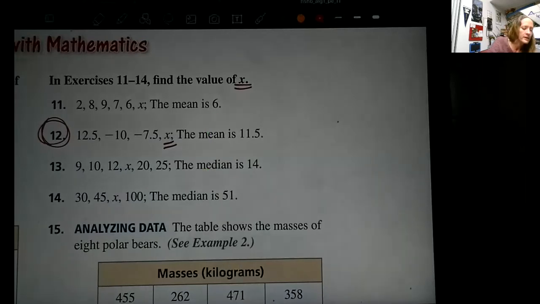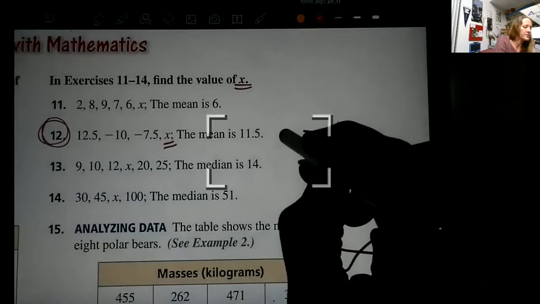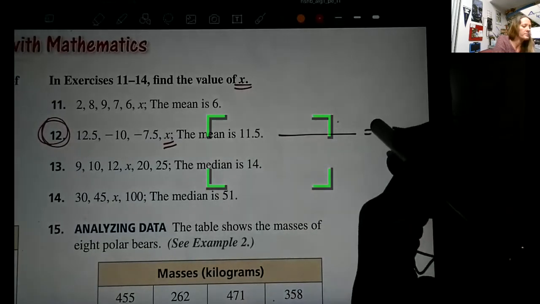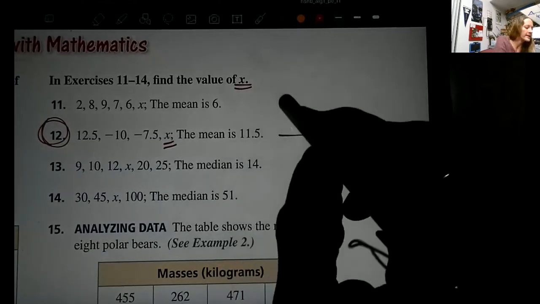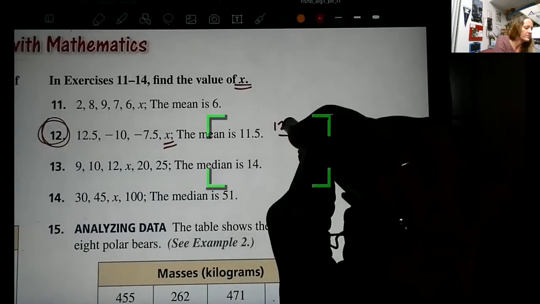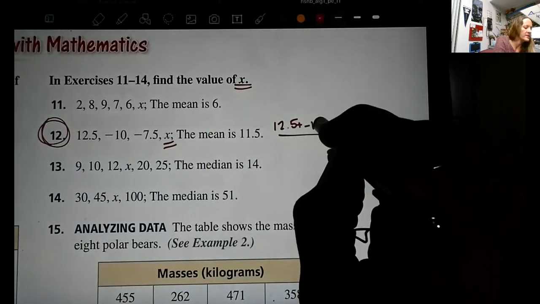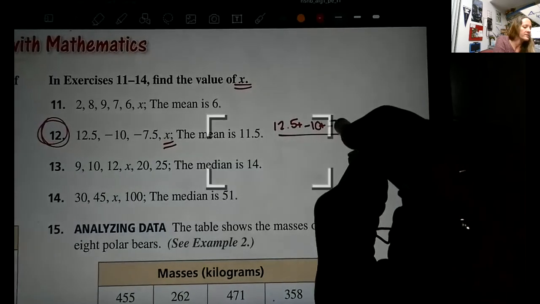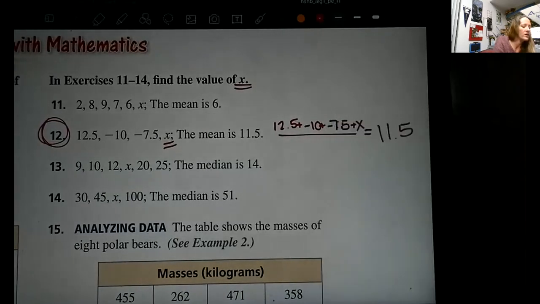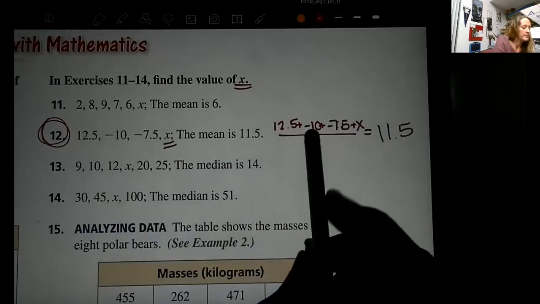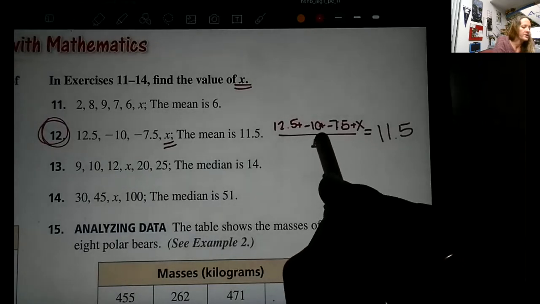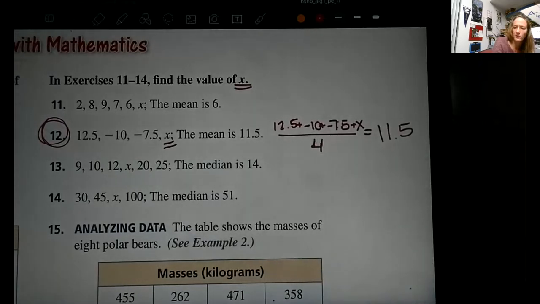Wait, the mean. Isn't that the guy that you add everything up and you divide by how many it is? Well, wait a minute. Can't we make a little equation out of what we know the mean is and where it comes from? 11.5 comes from adding the 12.5 with the -10, with the -7.5, with the x. We'd be adding all of these together, and dividing by how many data points there are: 4. Now, what did seem super confusing might seem a little easier.